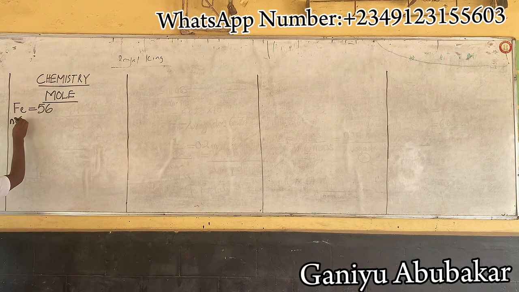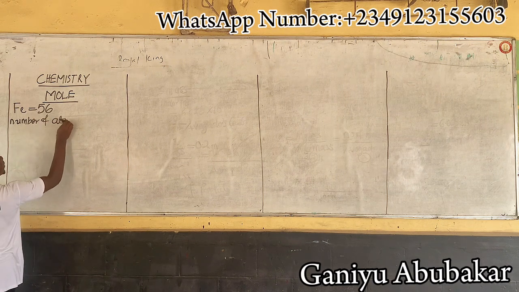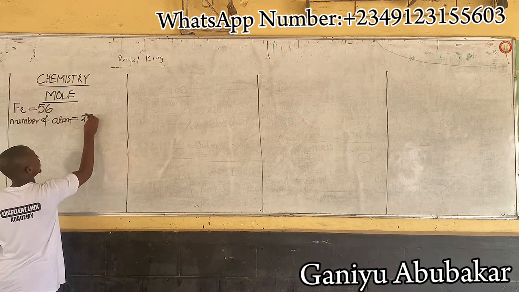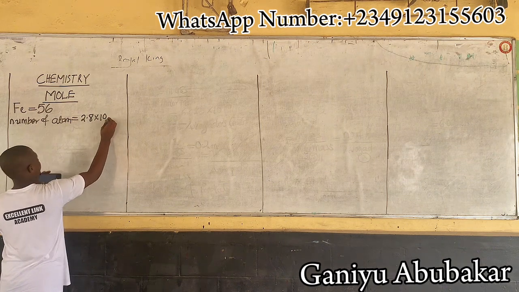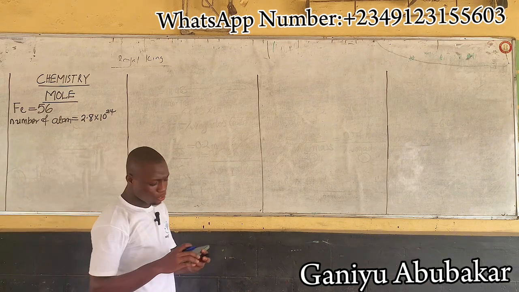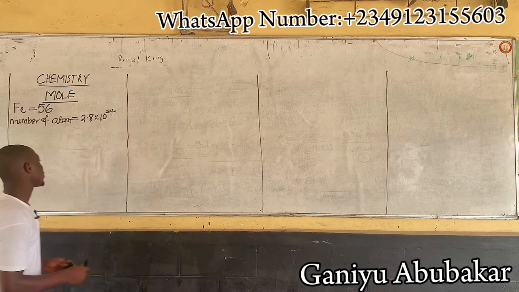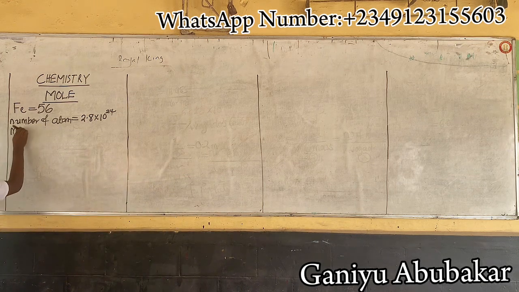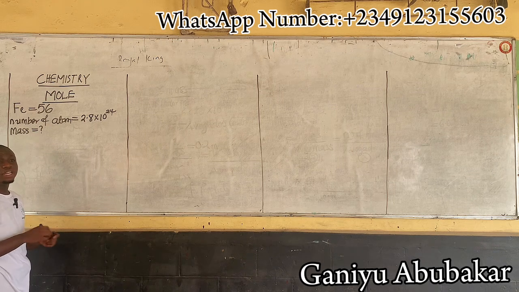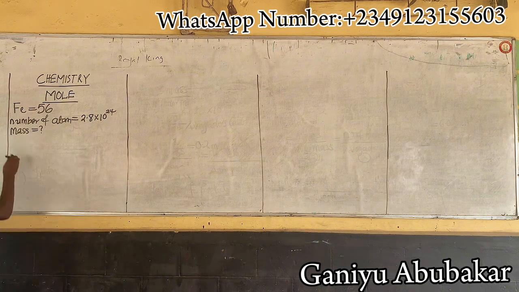So the number of atoms given here is 2.8 times 10 to the power 24 of Fe. All right, let's get this done. Calculate the mass. We're looking for mass, so mass is unknown. We said that to solve any problem under mole concept, recall your three equations first.